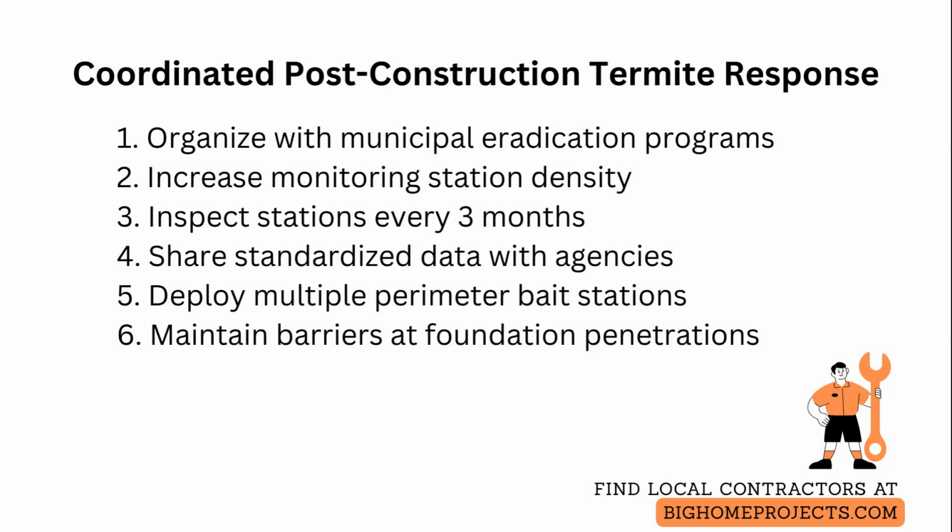Share standardized data with regulatory agencies using simple templates that include location, treatment type, dates, and monitoring results to enable pattern detection and resource allocation. Adopt aggressive baiting strategies that prioritize colony elimination over localized suppression by deploying multiple bait stations around perimeters and maintaining them until foraging ceases for a sustained period. Rotate bait active ingredients if legal and recommended to reduce resistance risk.